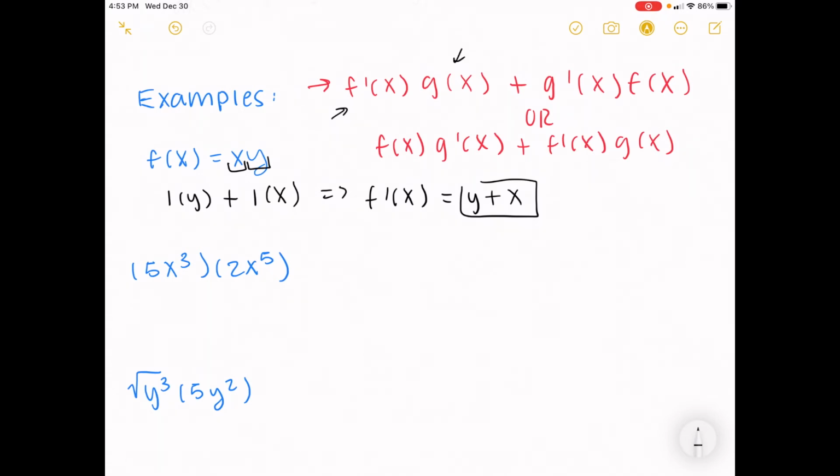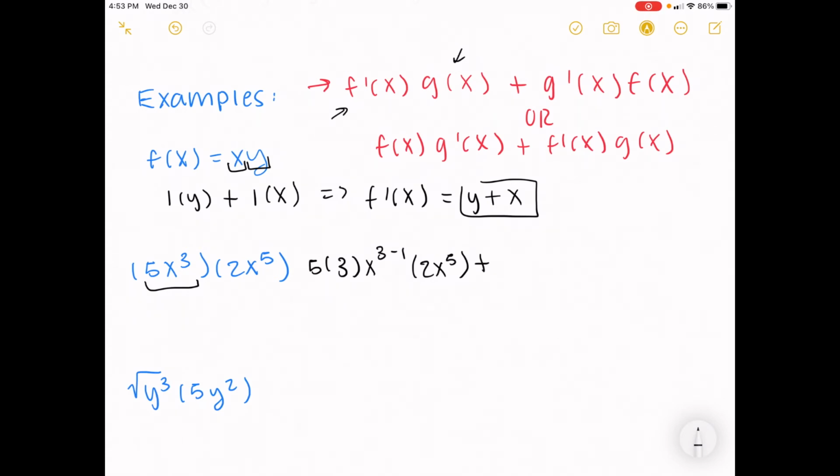So here's another example, and this one's a bit more complicated, but not difficult. First we're going to find the derivative of 5 times x to the power of 3, and then we're going to multiply that by 2 times x to the power of 5. So the derivative of 5 times x to the power of 3 is the same thing as 5 times 3 times x to the power of 3 minus 1. And then we're going to multiply that by 2x to the power of 5.